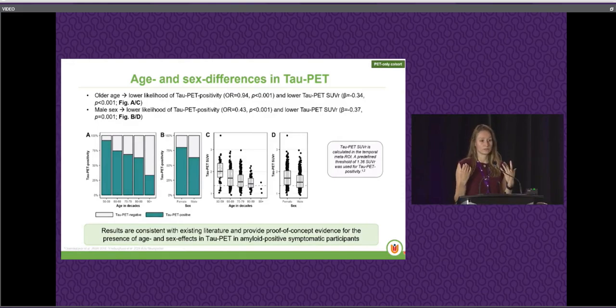So first we aim to provide proof of concept evidence that there are age and sex differences in tau PET. And what we found is that older age is associated with a lower likelihood of being tau PET positive, shown in A, and also with lower continuous values of tau PET SUVR, shown in C. We also found that male sex is associated with a lower likelihood of being tau PET positive, shown in B, and also with lower continuous values of tau PET SUVR, shown in D. So overall, these results are very consistent with what we know from existing literature, and they provide proof of concept evidence that there are age and sex differences in flortaucipir imaging in specifically amyloid-positive symptomatic individuals.